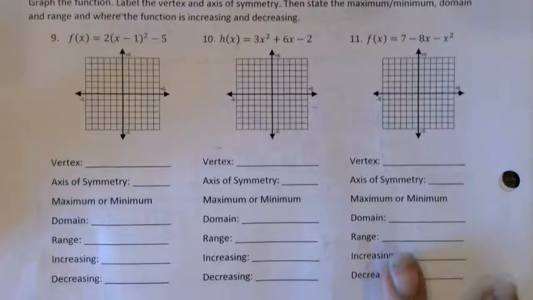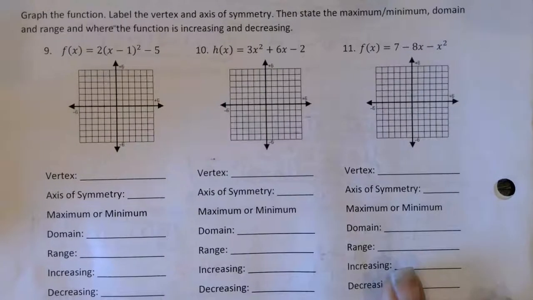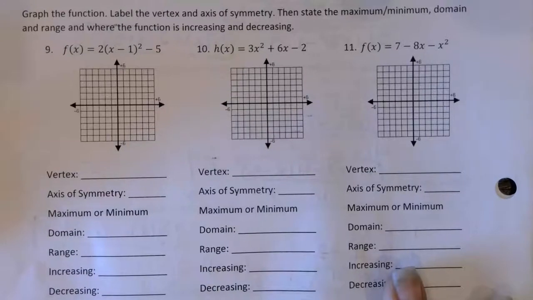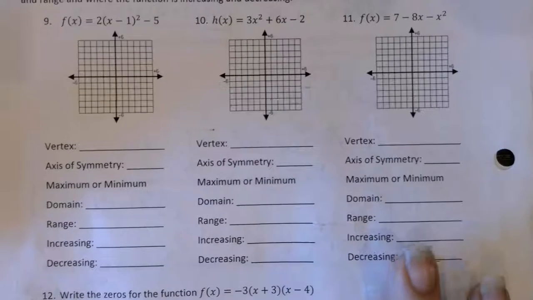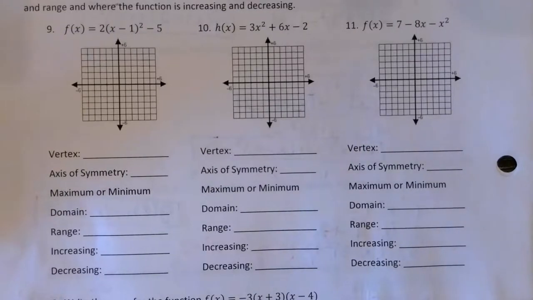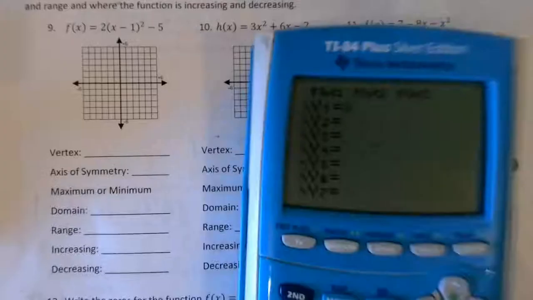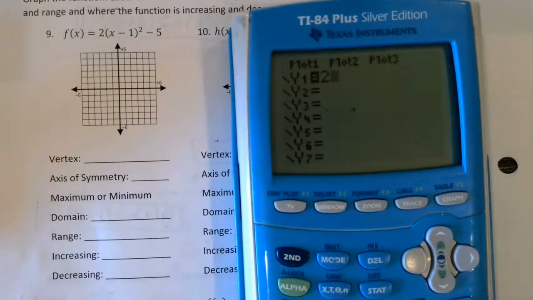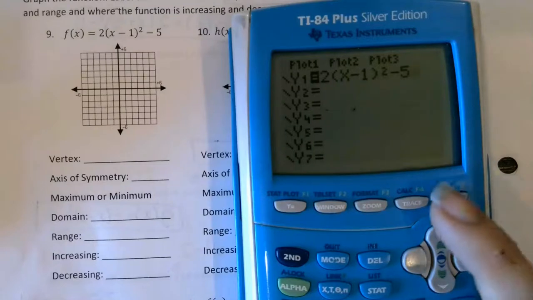Okay. These ones want me to graph my functions, find the axis of symmetry, state if it has a maximum or minimum, domain and range, and then say where the function's increasing and decreasing. So I'm going to move the directions off so I can have all this stuff on the screen. And I'm going to graph my equation. I go to y equals on my calculator and type in number 9: 2 parentheses x minus 1 squared minus 5. I go graph it.